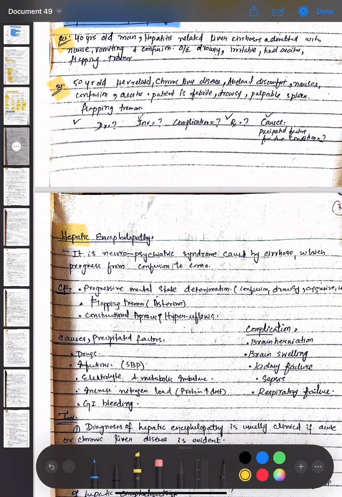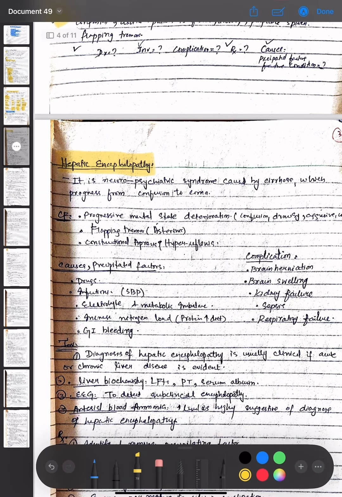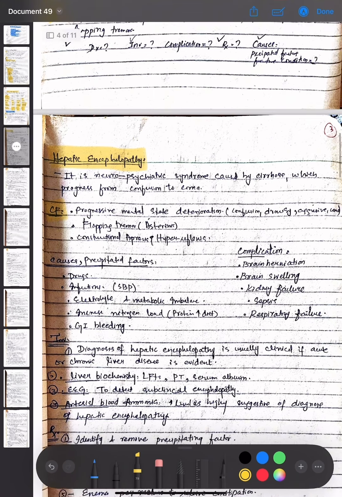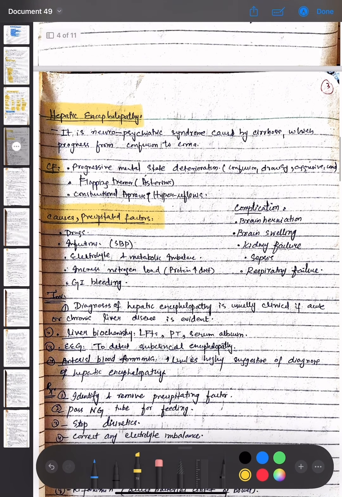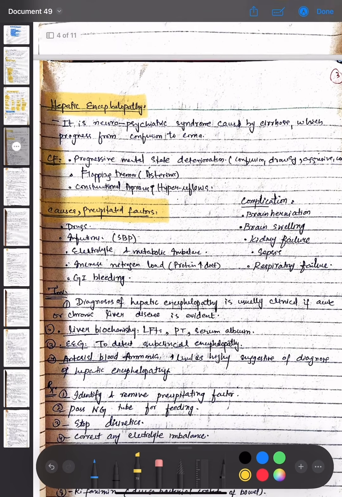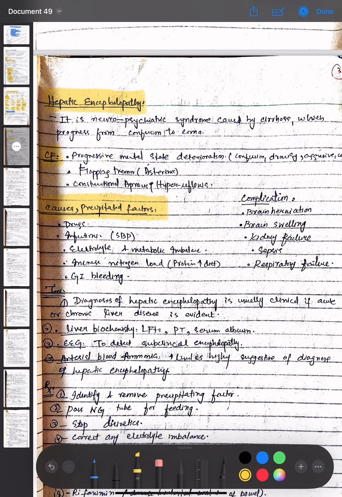It is a neuropsychiatric syndrome caused by cirrhosis which progresses from confusion to coma. The clinical features are progressive mental state deterioration, confusion, drowsiness, aggressiveness, and coma. The flapping tremors are present, and constructional apraxia and hyperreflexia are present. The causes or precipitating factors of hepatic encephalopathy are drugs, infections, electrolyte and metabolic imbalance, increased nitrogen load, that is increased protein in the diet, and GI bleeding. The complications are brain herniation, brain swelling, kidney failure, sepsis, and respiratory failure.